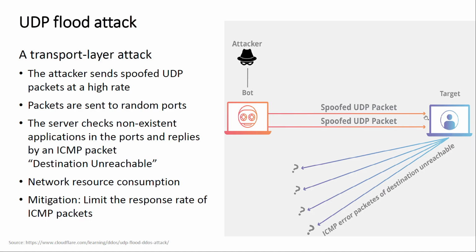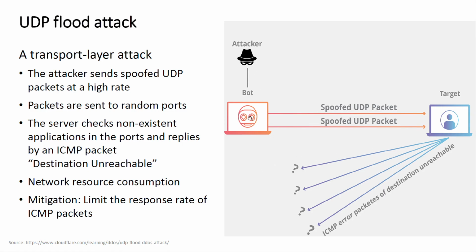A transport layer attack. So let's start with the UDP Flood Attack for the ICMP. This is a transport layer attack. The attacker sends spoofed UDP packets at a high rate to the target. Packets are sent to random ports. The server checks non-existent applications in the ports and replies by an ICMP packet destination unreachable. So this is a network resource consumption attack. How do we mitigate it? The easiest way is to limit the response rate of ICMP packets.